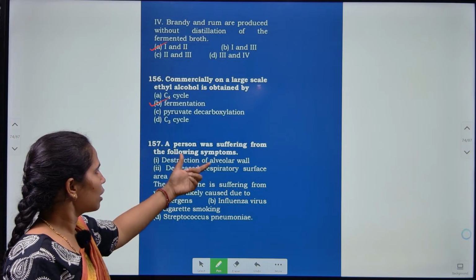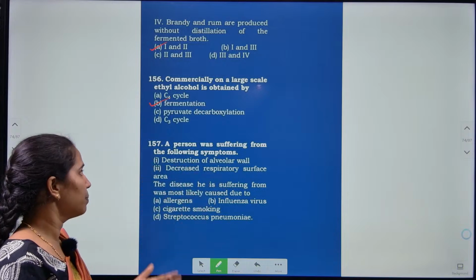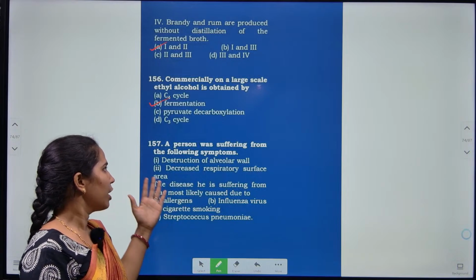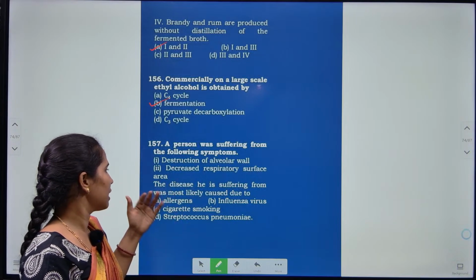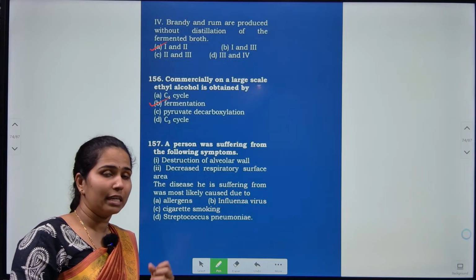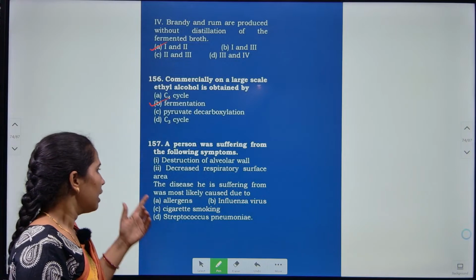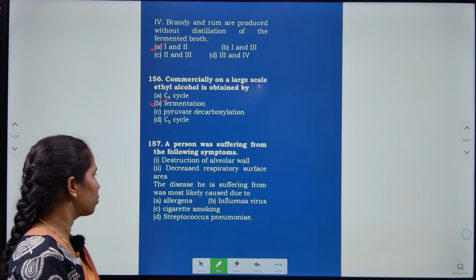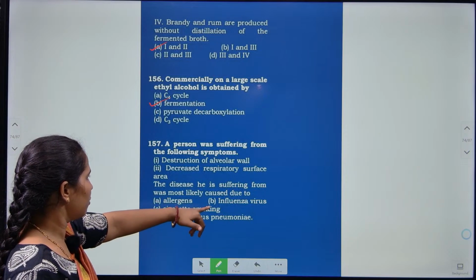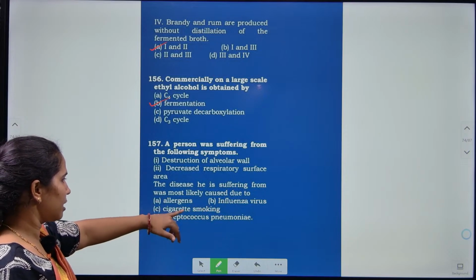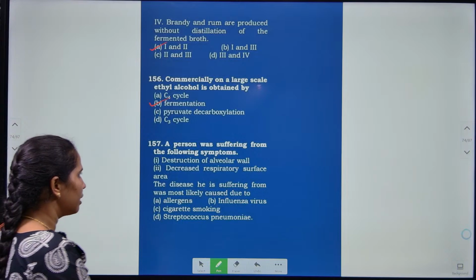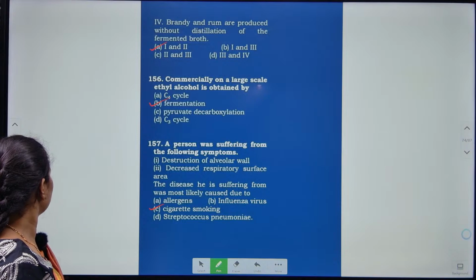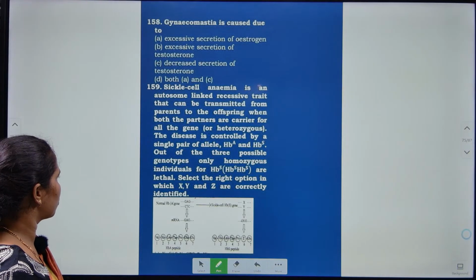Next, a person was suffering from the following symptoms. The symptoms were as follows: destruction of the walls of the alveoli, then decreased respiratory surface area, that is, less intake of oxygen here. And the third one is, the disease he suffered from was most likely caused due to allergy, influenza virus, cigarette smoking or Streptococcus pneumoniae. It is due to the smoking of cigarettes here. It is a respiratory disorder here.